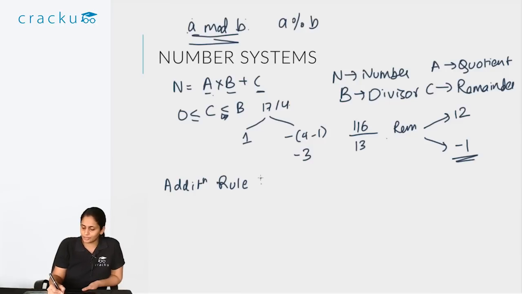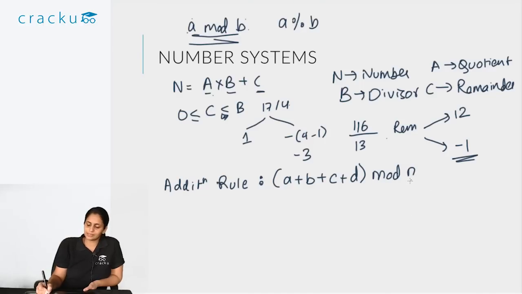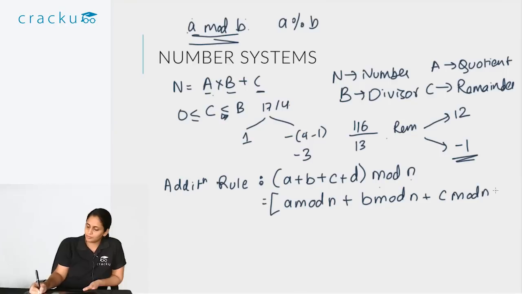So what is the addition rule? The addition rule says that when two or more numbers, say 2, 3, 4, whatever numbers, are added together and you divide by some divisor, say n, you can split this in such a way that you put the mod operator inside the sum. So you can write this as A mod n plus B mod n plus C mod n plus D mod n, the whole mod n. Now why is it important to write the whole mod n outside?